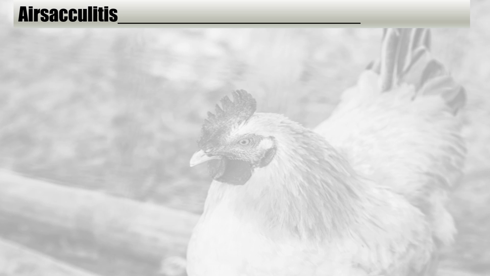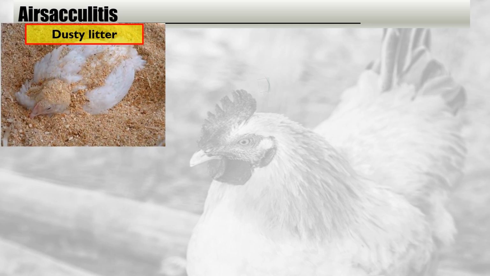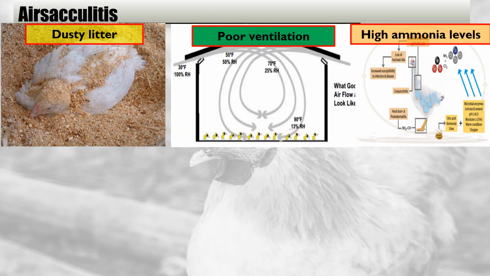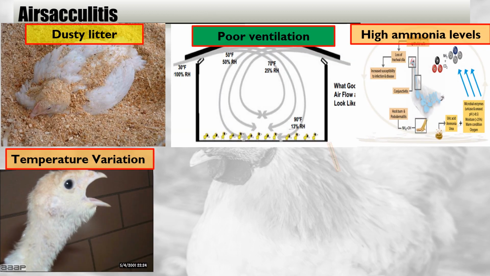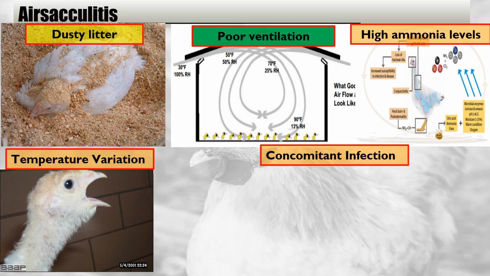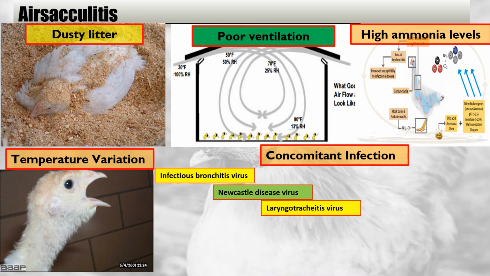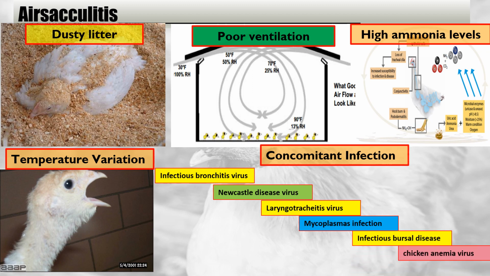This pathology may be associated with poor environmental conditions such as dusty litter, poor ventilation, high ammonia levels, sudden variation in the barn temperatures, but also with concomitant respiratory infections such as infectious bronchitis virus, Newcastle disease virus, laryngotracheitis virus, mycoplasma infection, or immunosuppressive etiologies such as infectious bursal disease, chicken anemia virus. In these cases, E. coli is a secondary pathogen and will cause the air saculitis lesions.